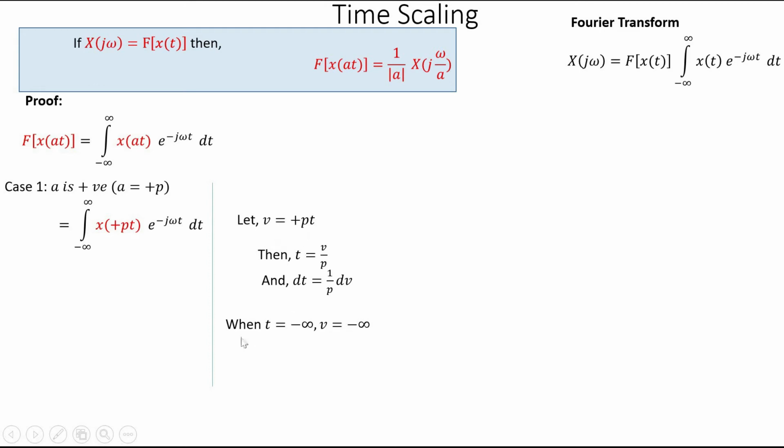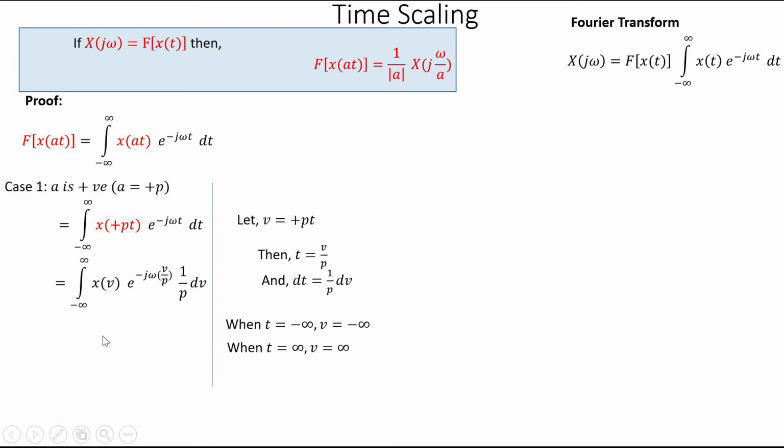So it becomes minus infinity. Then we can take the upper limit infinity. So when t equal to infinity, v equal to p into infinity, that is infinity again. So the limit is not changing, it is also minus infinity to infinity. So x of pt becomes x of v, t becomes v by p, and dt becomes 1 by p into dv.